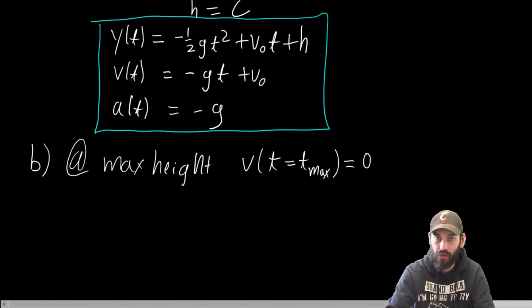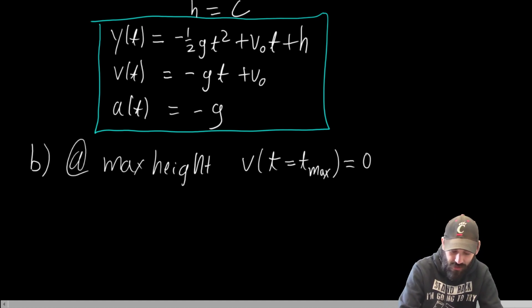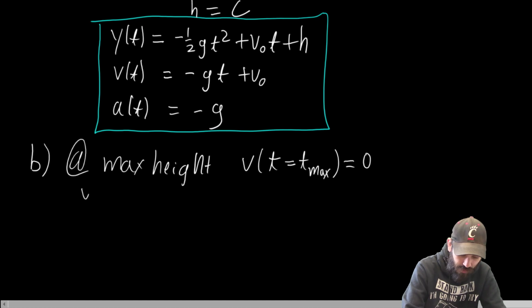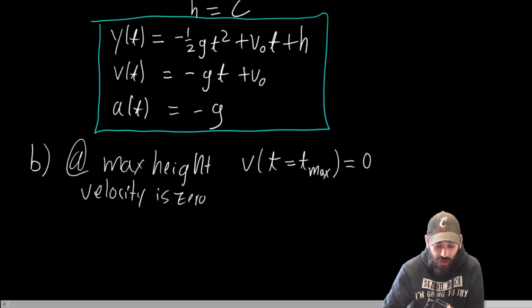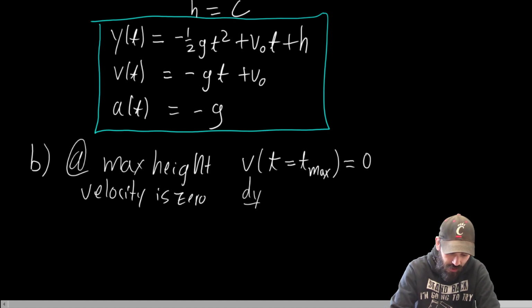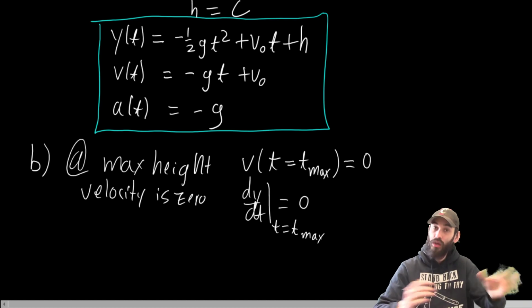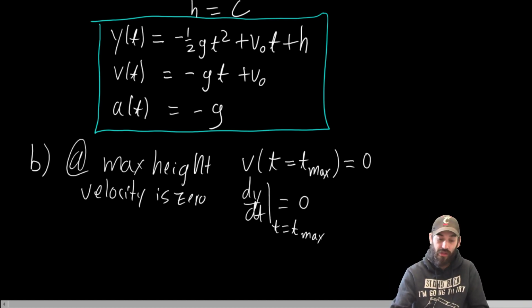And you'll see why I'm going through this in a second. Now, this is the mathematical side right here. This is the verbal side, the velocity is 0. There's still a third way to say this, and that's to say that dy dt is equal to 0, evaluated at t is equal to t max. Now, all three of these are equivalent, and we can see why they're the same thing.